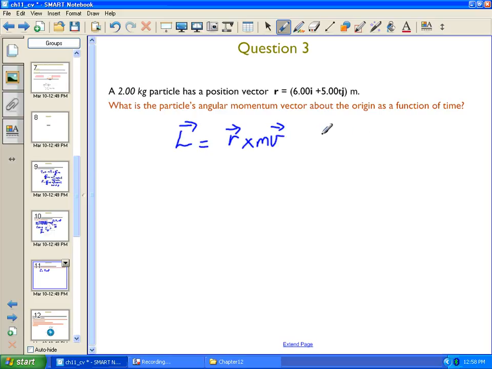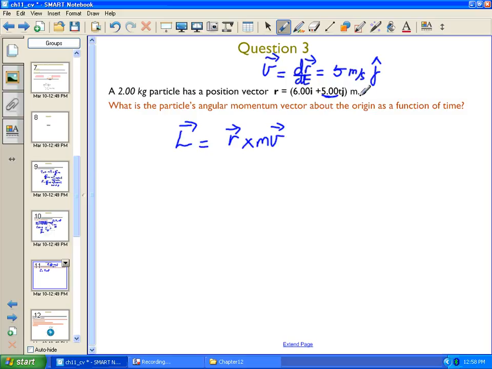No problem. We know that v, the velocity of the particle, is equal to the derivative of its position function with respect to time. And when we look at this expression here, it's merely 5 meters per second in the j hat direction. So in other words, the derivative of r with respect to time gives us 5.